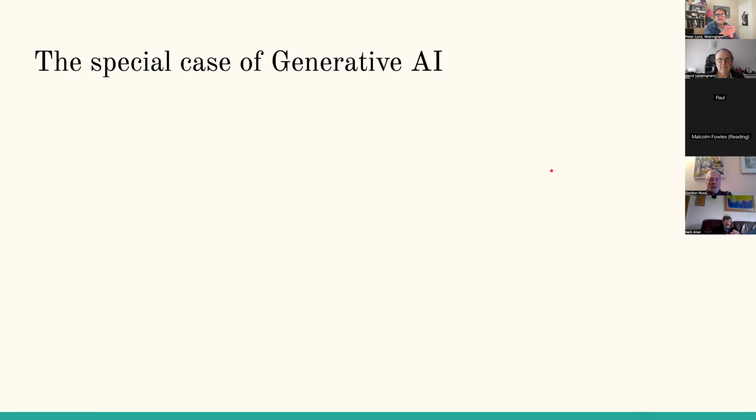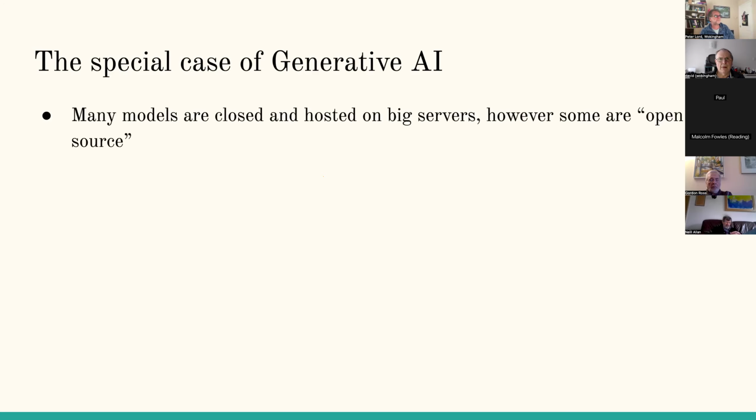So we've got the special case of generative AI. So we see projects like ChatGPT and so on, which is running on a cloud server. And they are closed projects, closed source projects. So you've got no idea what they're doing. But there are some so-called open source generative AI.